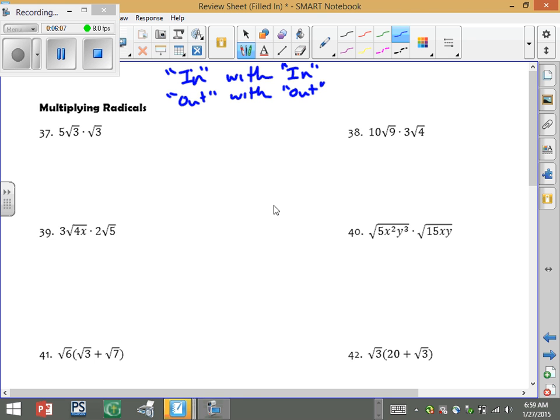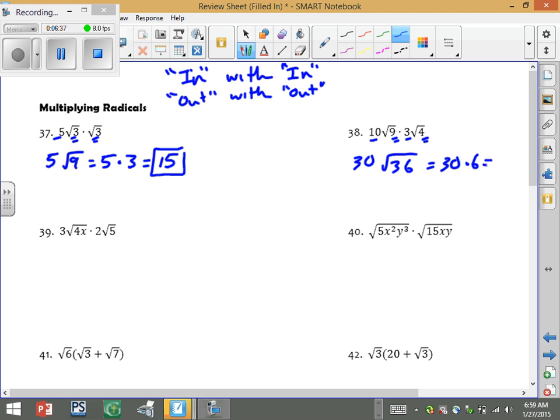So right here, 5 is out, nothing to multiply it with, but the 3 and 3 are both in, so we can do 3 times 3 is 9. We're not quite done because we know what the square root of 9 is. Well, that's 3, so we have 5 times 3. And we can do that. 5 times 3 is 15, right? 10 is out, 3 is out, so that's 30. 9 is in, 4 is in, so we have 36 that's in. Again, we know what the square root of 36 is. That's 6, so 30 times 6 is 180.